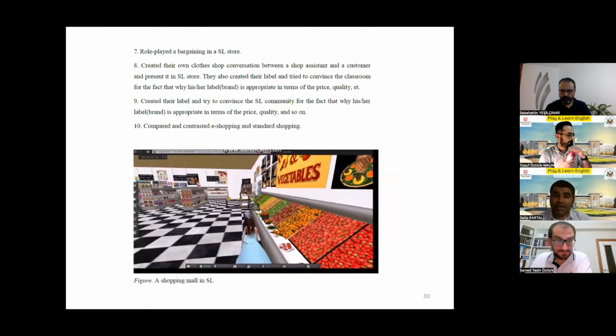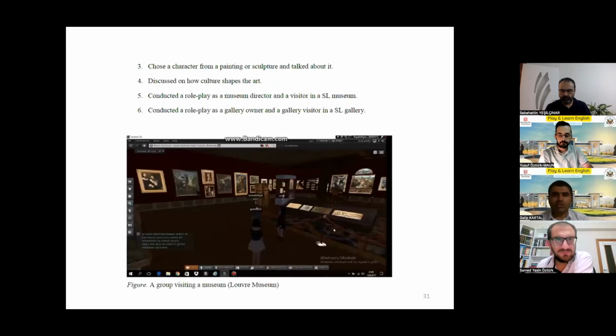And they role play the bargaining in a Second Life store. They created their own clothes shop, with a conversation between a shop assistant and a customer. And these are also easy to apply in the classroom. And they compared and contrasted e-shopping. You can also apply it to e-shopping. And they chose a character from a painting or sculpture and talked about it, discussed how culture shapes the art, and conducted a role play as a museum director and as a visitor in a Second Life museum.